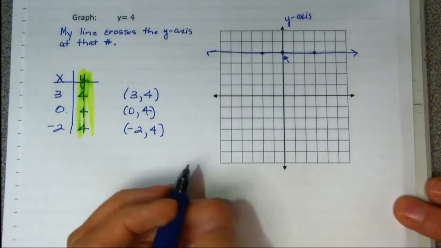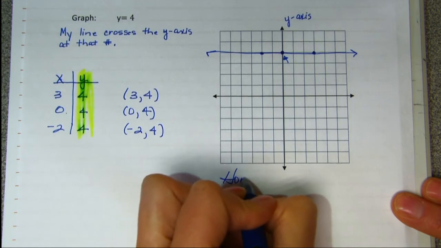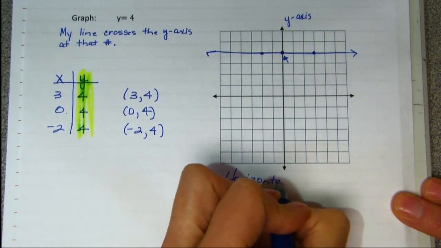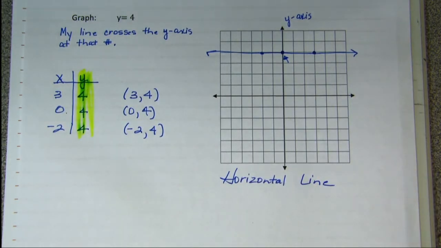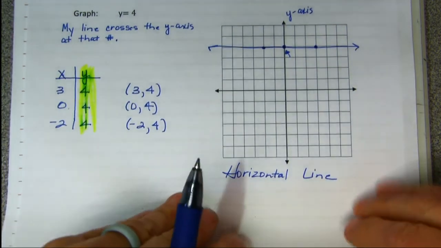What does this give me? It gives me a horizontal line, for which the slope is 0, because on a treadmill I can do that. Okay, so that's how to graph.